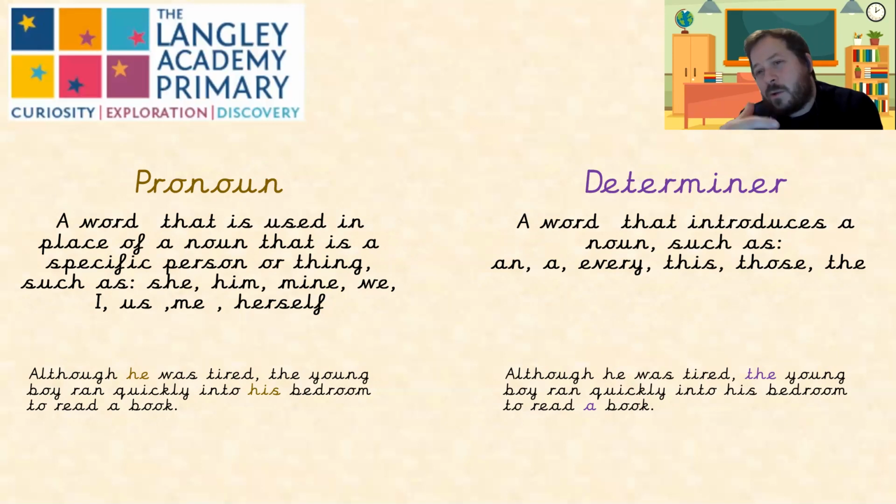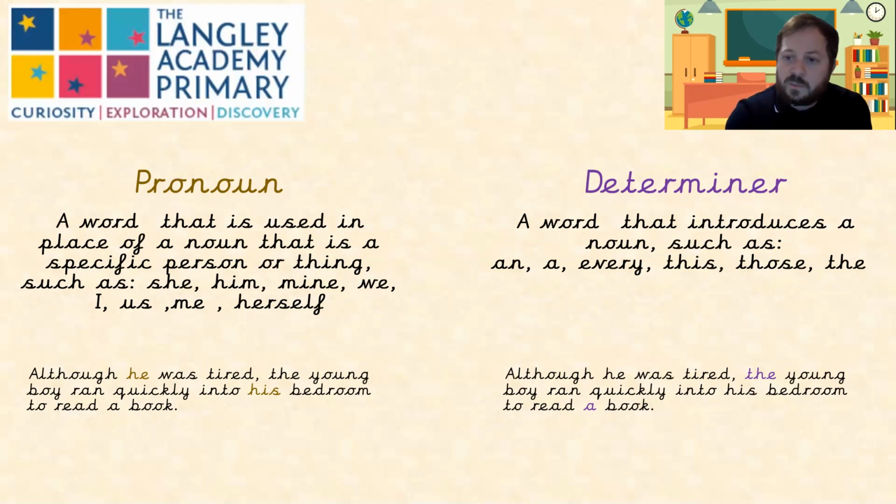And this is so that we don't necessarily overuse words and we don't tend to have to repeat ourselves massively within a sentence. So although he was tired, the young boy ran quickly into his bedroom to read a book. In both cases, he and his are referring to the boy. So you could replace them. Although the boy was tired, the young boy ran quickly into the young boy's room to read his book. It becomes much more long-winded and much more repetitive than if we use the pronouns rather than the boy.